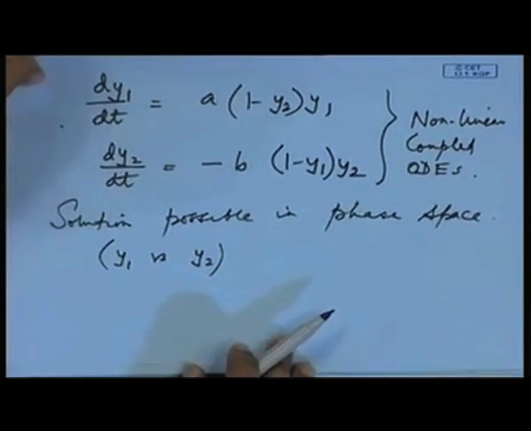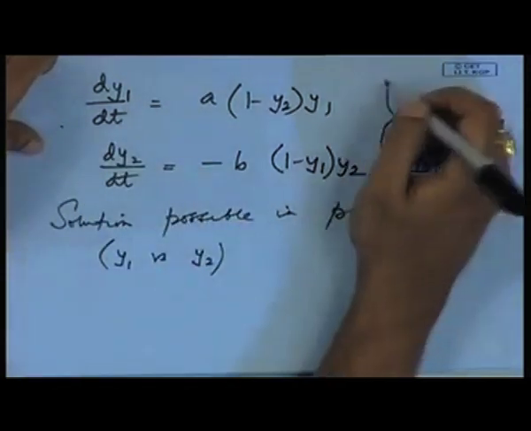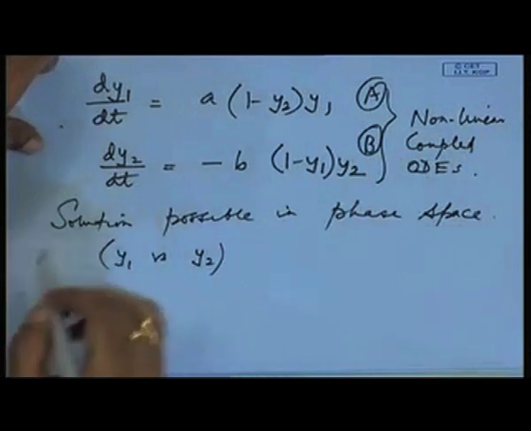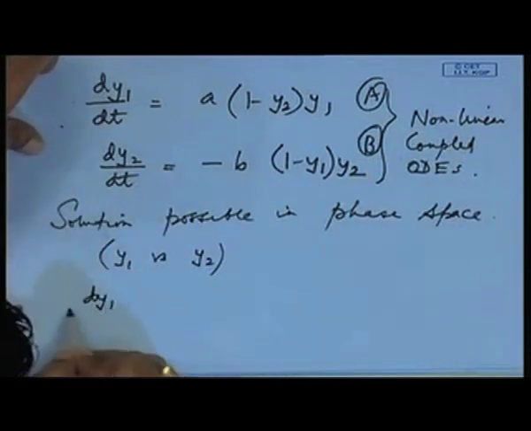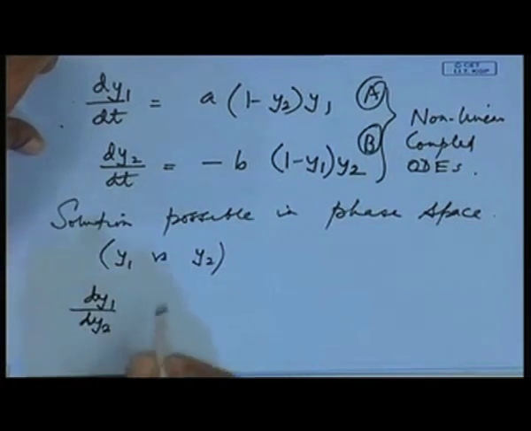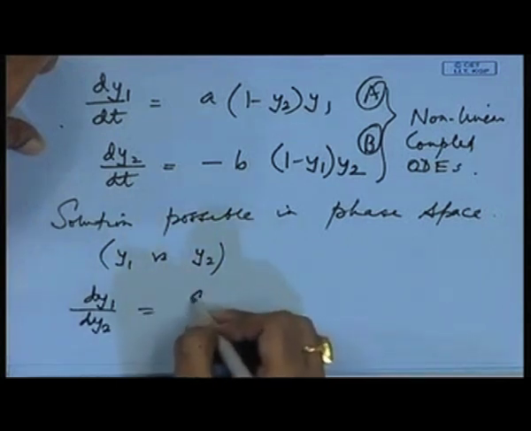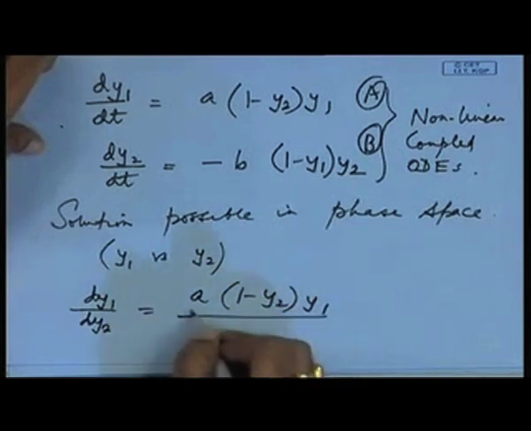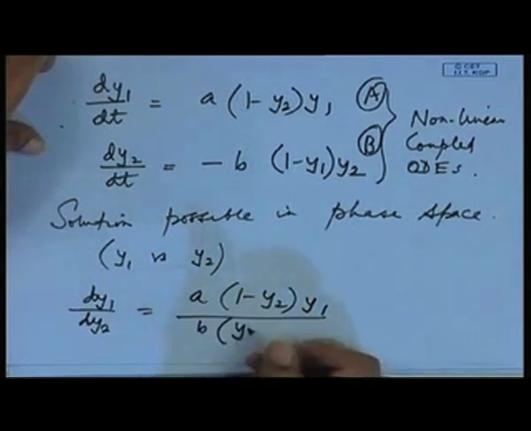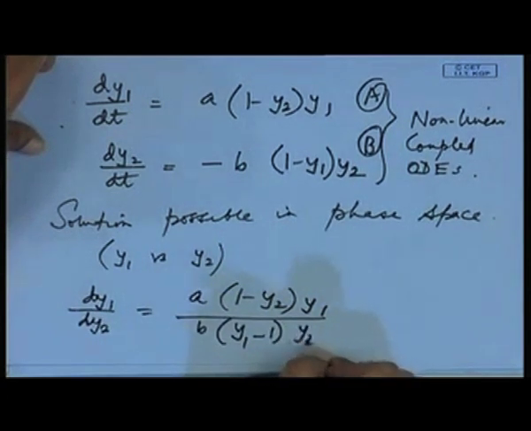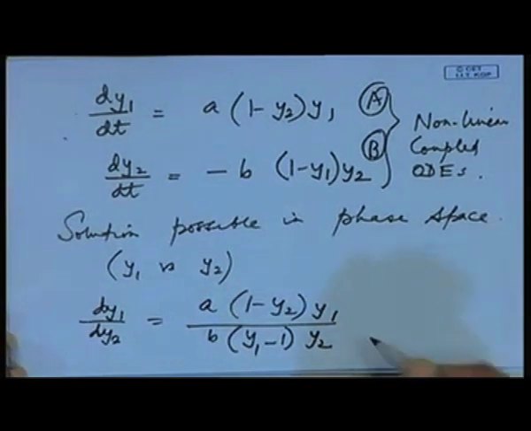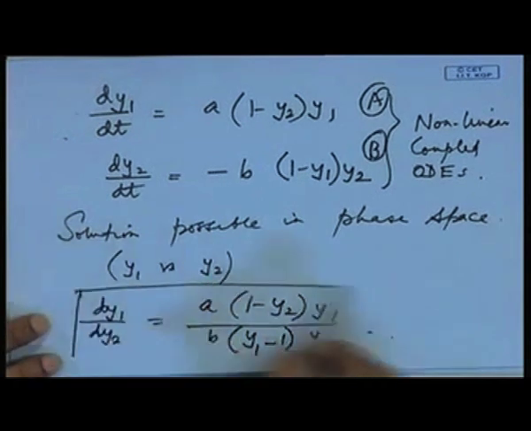How do I do that? All I need to do is divide equation, let us say this is a and this is b, divide equation a over b, and you get dy1/dy2 equals A (1 minus y2) y1 divided by B (y1 minus 1) y2. So, this is what I get. Now, can I solve this equation, the one that I have boxed out?